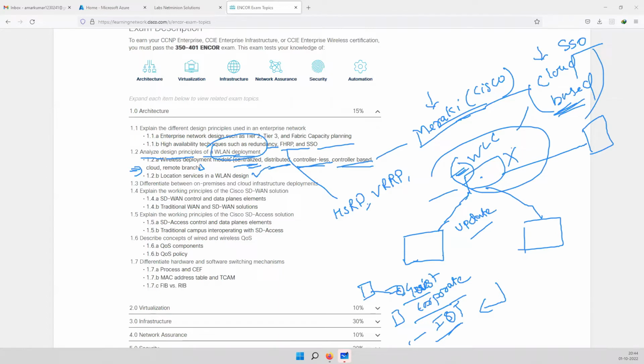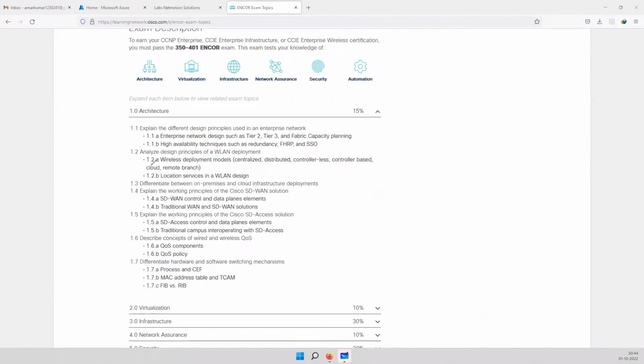Okay, let me just clear this. So that's the wireless part. Apart from the wireless, we will talk about SD-WAN. What is SD-WAN? This technology is really very famous, SD-WAN. Okay, SD-WAN, SD-Access, what are these things? So we will talk about that.